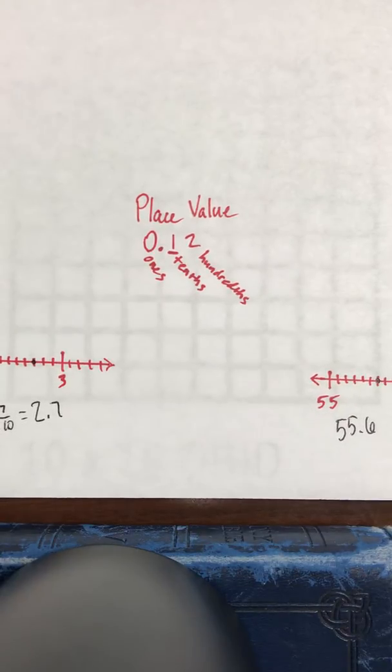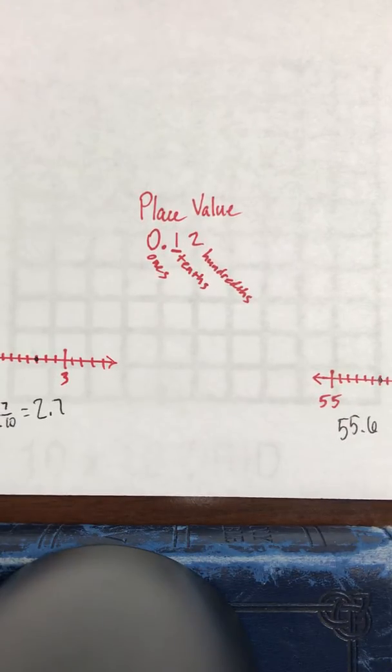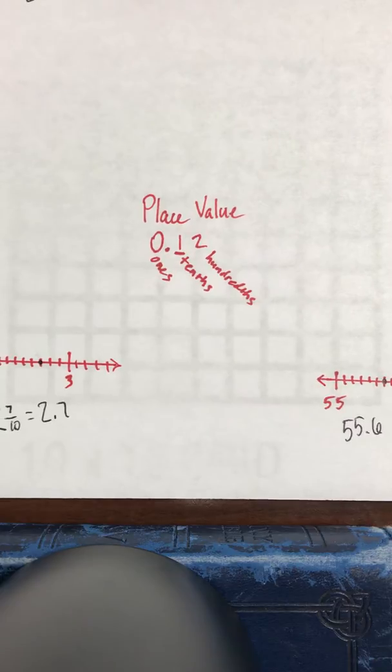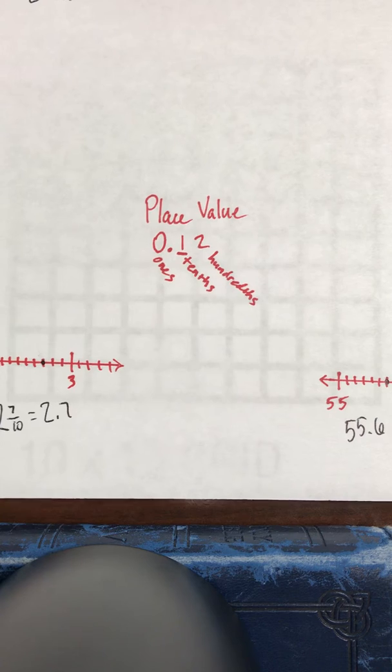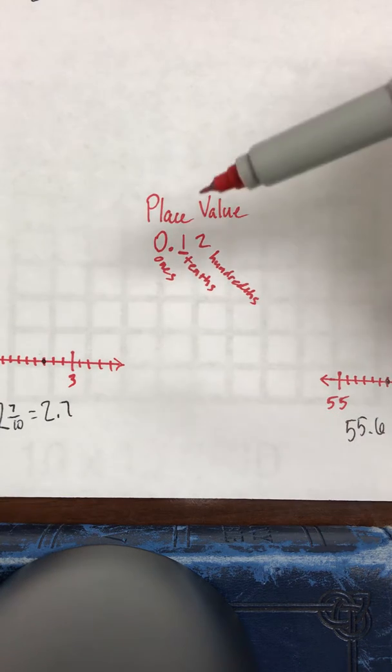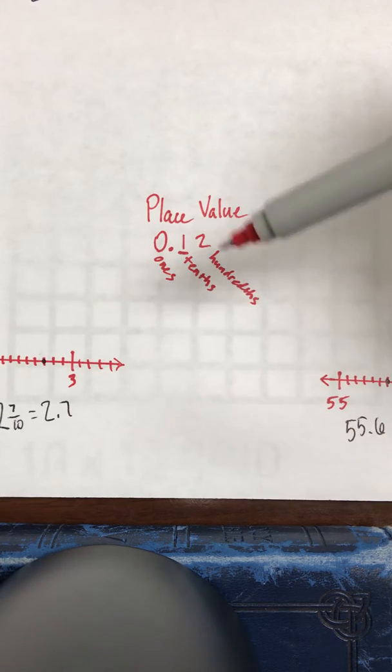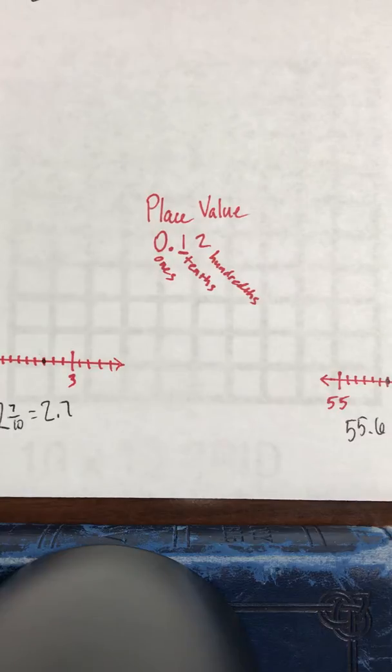Hello, 4th grade math. Today we're talking about lesson 76, naming fractional parts with decimal fractions, specifically looking at the hundredths. So if you review our decimal place values, we've got the tenths right after the decimal place and the hundredths 2 places after our decimal.